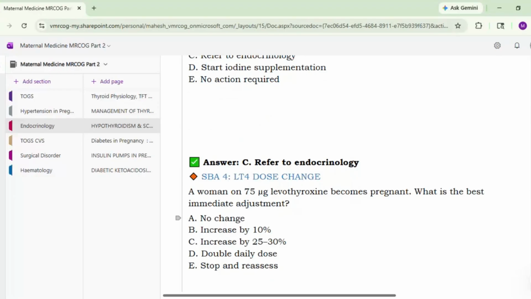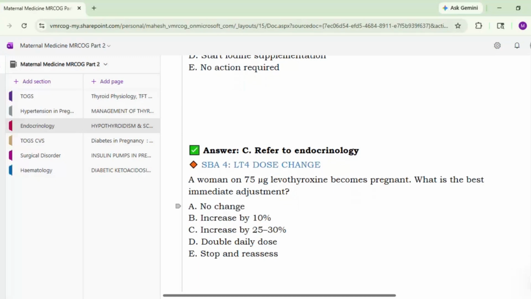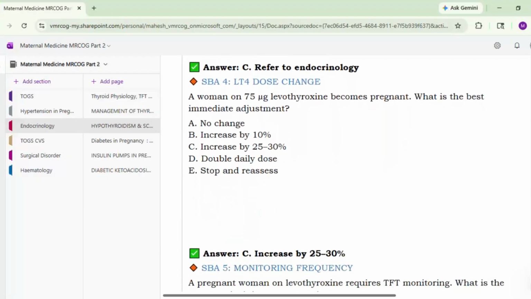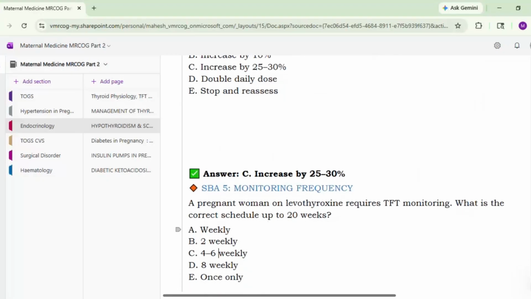Next. A woman on 75 microgram levothyroxine becomes pregnant. What is the best immediate adjustment? A. No change. B. Increase by 10%. C. Increase by 25 to 30%. D. Double daily doses. E. Stop and reassess. It is C, increase by 25 to 30%. Yes, and there are three options for this. Overall, there will be an increase by around 25 to 30%.